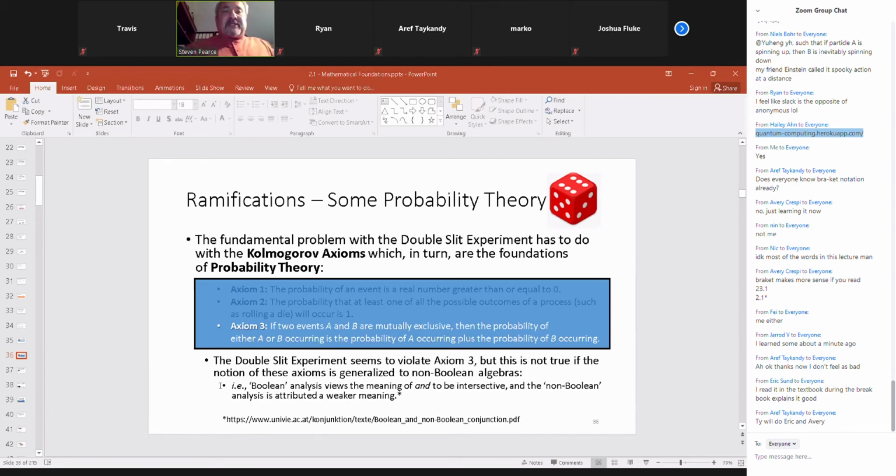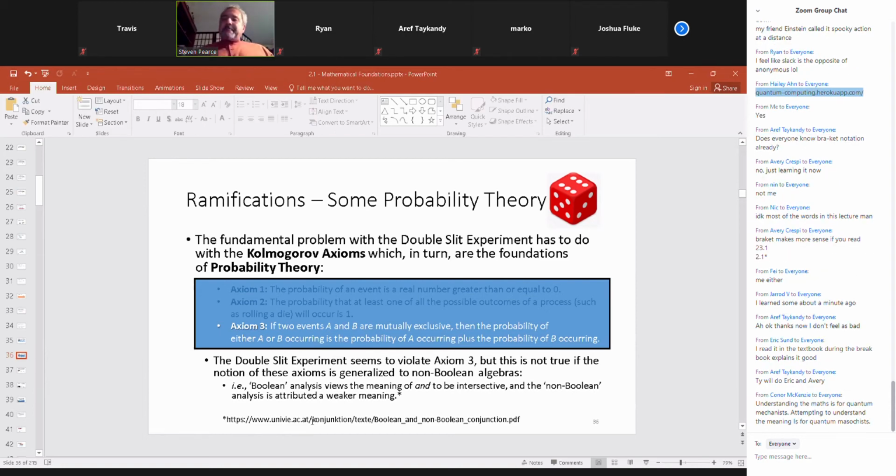Now, listen very carefully. The double slit experiment seems to violate axiom 3, but this is not true if the notion of these axioms can be generalized to so-called non-Boolean algebras. You don't have to know about this. That means Boolean analysis views the meaning of "and" to be intersective, and the non-Boolean analysis is attributed a weaker meaning. You can go here if you want to find out more. Basically, all we're saying is we're going to allow for these amplitudes, these complex amplitudes. Therefore, non-Boolean. It's a fancy way of saying what we've already done. Everybody with me?